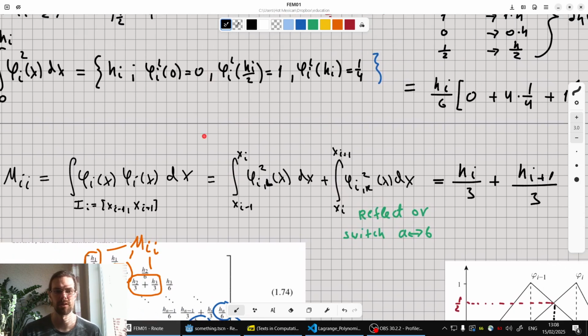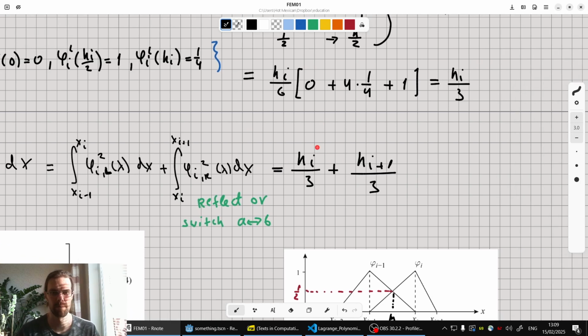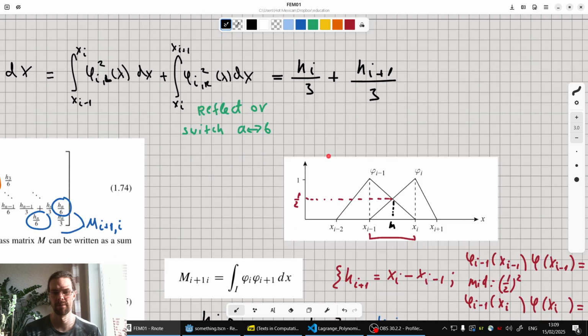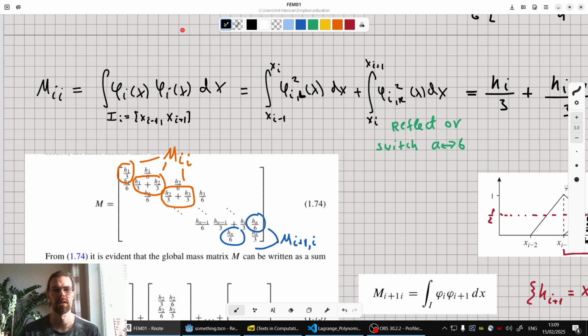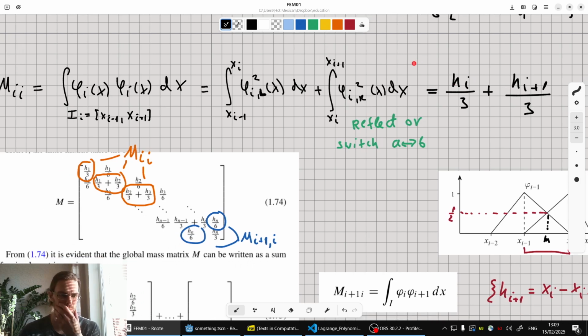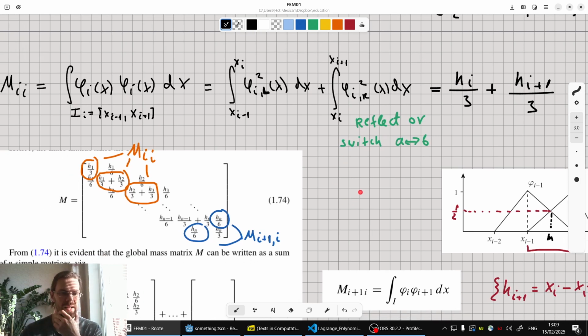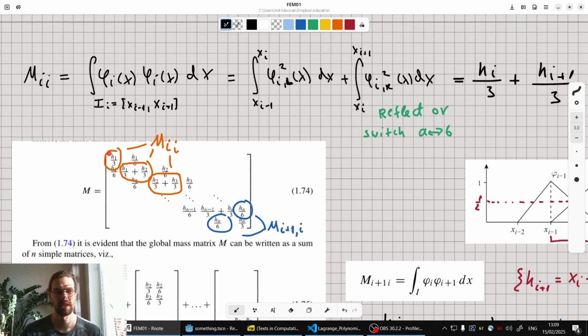Okay, we have to consider also the other part. You can either try to think about reflections or just swap the a and b, and you will get the same expression, except the right interval may be of different width. That means that each diagonal element of this matrix will be just the sum of basically the widths of neighboring segments. Now the question is, what do we do about these non-diagonal entries?